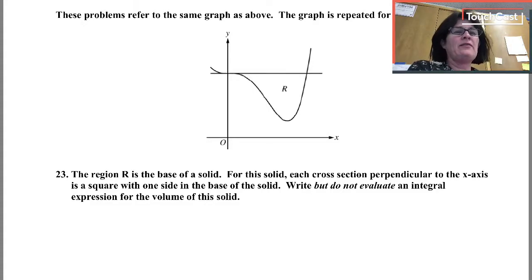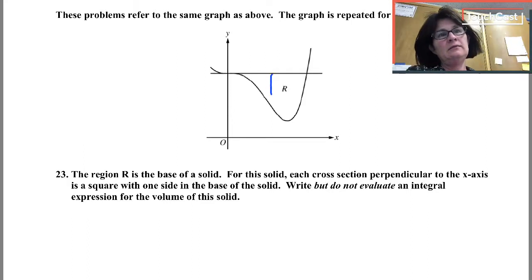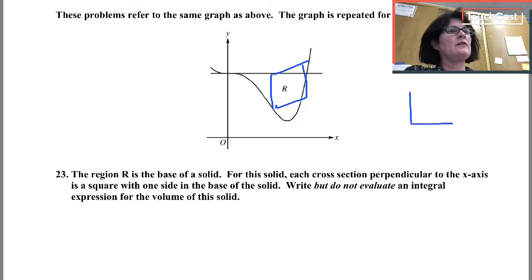All right, here we go. We have the same region R is the base of a solid, and we've been told that if we slice it perpendicular to the x-axis, that slice is going to have a shape whose face is a square. So the face is a square, but it's a square with thickness, like a Kraft single.